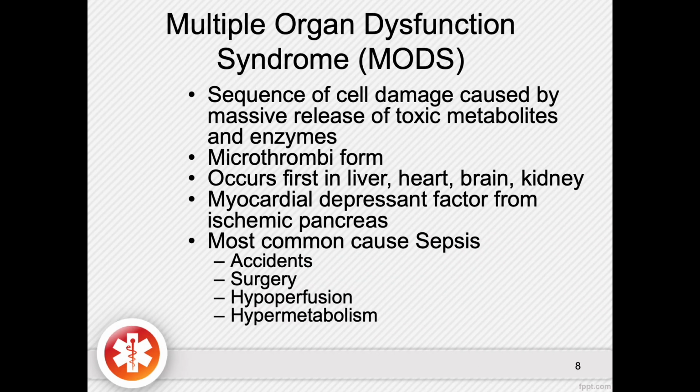The massive loss of perfusion to all the organs leads to multiple organ dysfunction syndrome, or MODS. This is the sequence of cell damage caused by massive release of toxic metabolites and enzymes, in which microthrombi form. It first occurs in the liver, heart, brain, and kidney. Also, there is a myocardial depressant factor that is released from the ischemic pancreas. The most common cause is sepsis, but other causes of MODS include accidents, surgery, hypoperfusion states, and hypermetabolism states.